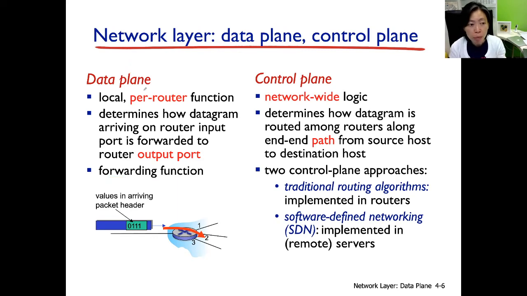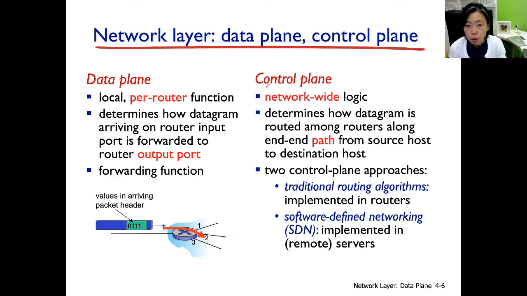Now let's talk a bit more about the data plane. Okay, so what's being done there is very local. Each router is determining for each incoming datagram who should be the next router to forward it further. Okay, and that is the forwarding function. So it's illustrated here. For a datagram coming in, this router here is looking up a table and finding out, oh, this should be the outgoing port, and therefore reaching the next router.